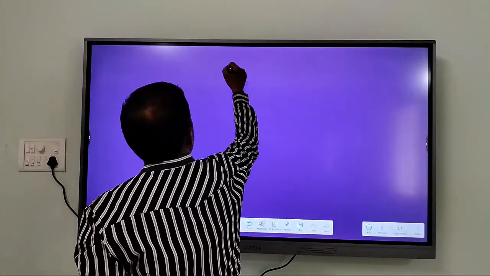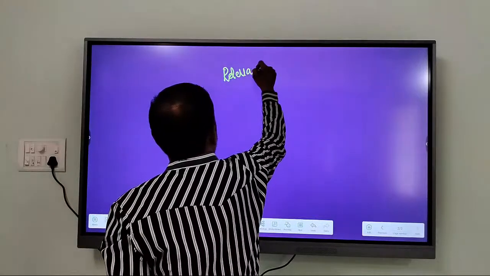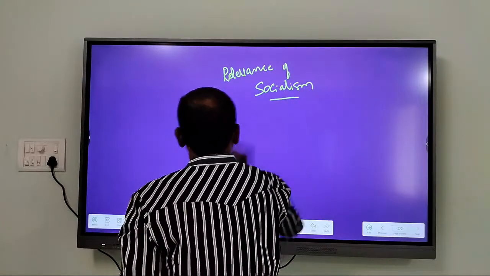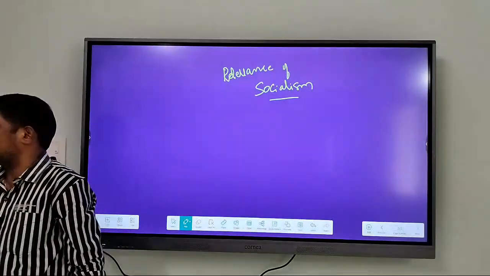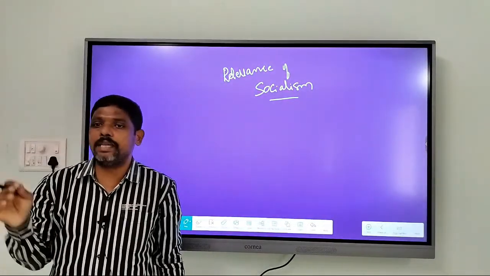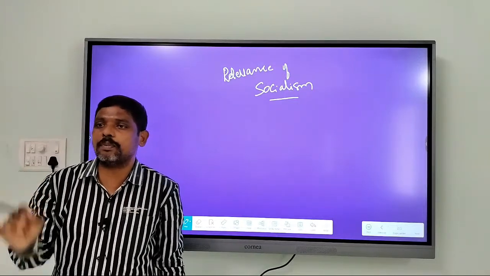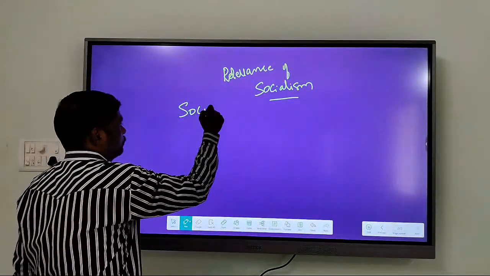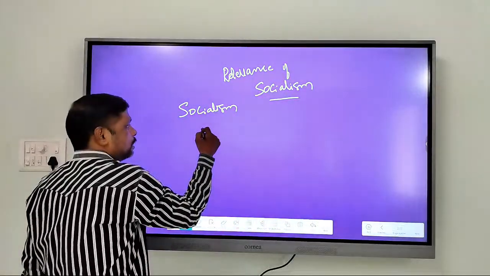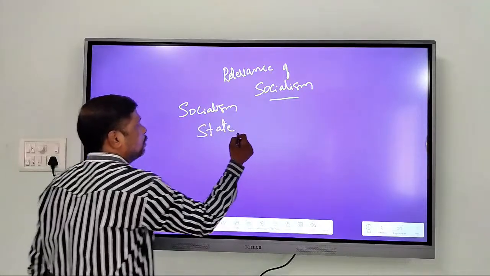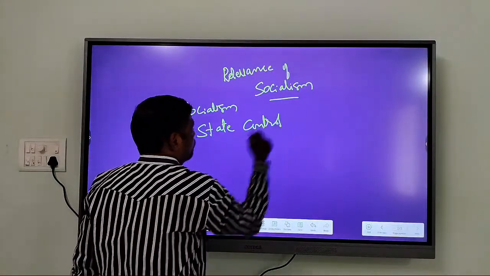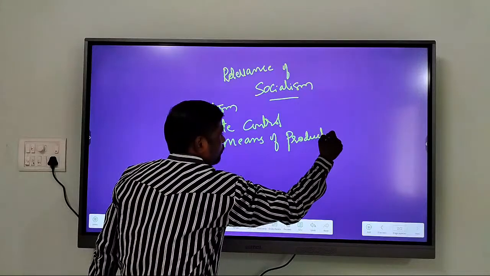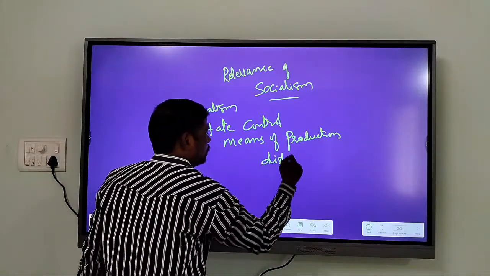Let me start the class today with the topic on the relevance of socialism. One of the meanings that we have discussed is that socialism means state control over the means of production as well as the means of distribution. Socialism envisages state control over the means of production and the means of distribution.